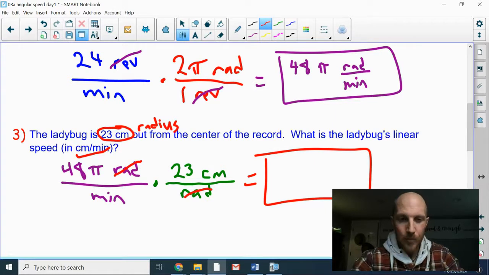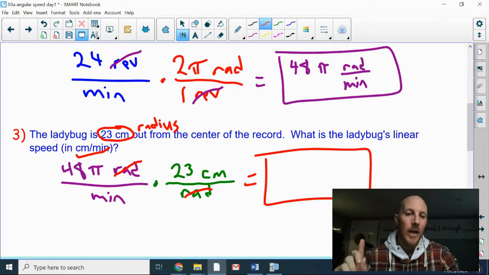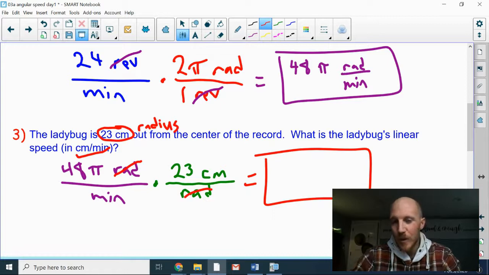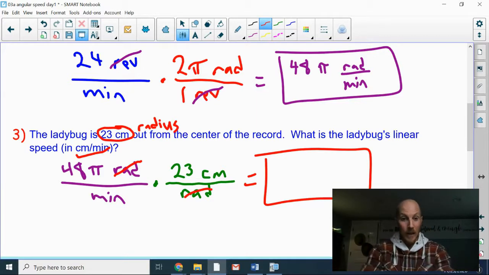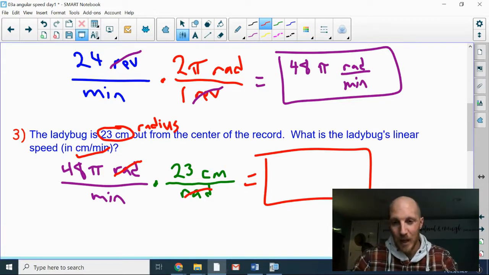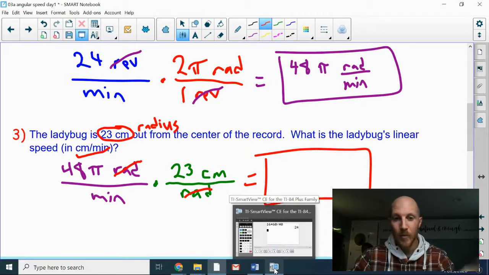Okay, so I'm going to multiply straight across the top, 48 pi times 23, and that will give me my final answer. For linear speed, it would not make any sense to describe how fast your car is driving down the road using pi, right? Your speedometer in your car doesn't have a pi on it, right? Oh, I'm going 20 pi miles per hour. Am I speeding? Who knows? All right, so we're not going to use the symbol pi in linear speed. We're going to multiply by the number pi. So 48 times pi times 23.